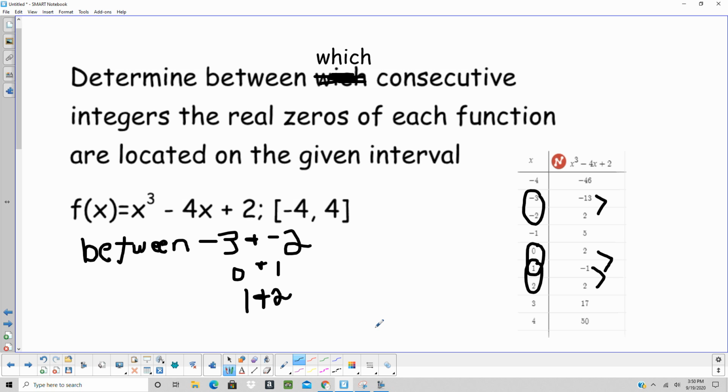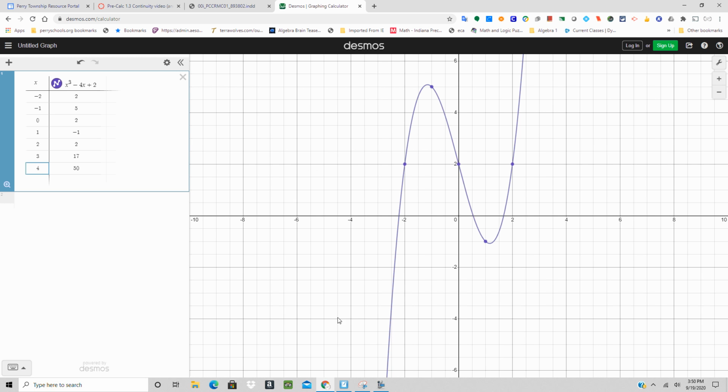So let's go back and look at that graph real quick. So between -3 and -2, yep. Between 0 and 1, yep. Between 1 and 2, yeah. It looks like it's crossing it 3 times.